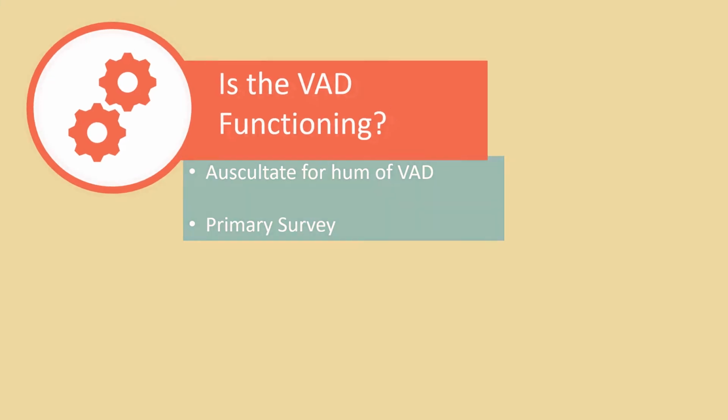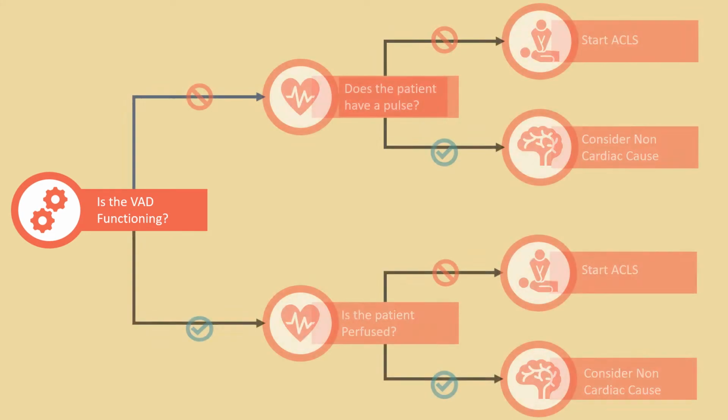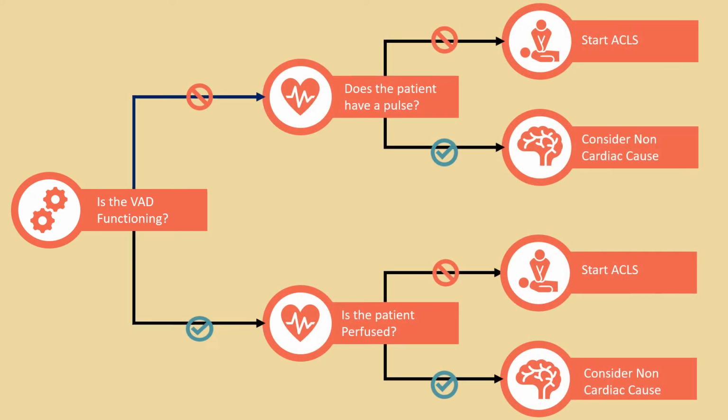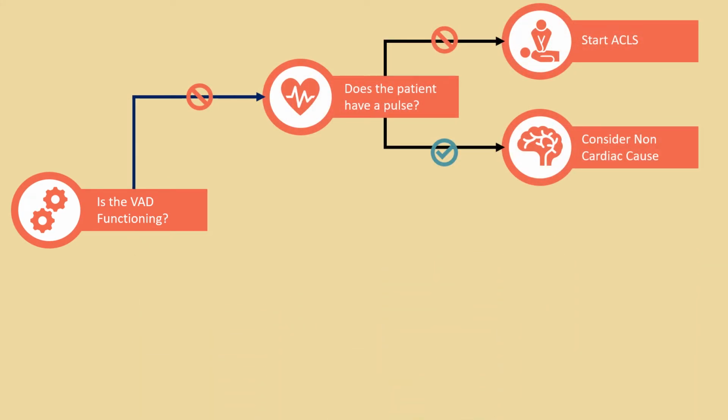So if the VAD isn't functioning, that takes you down the top part of this algorithm. That's why it's really key, because it branches you off into two very different points. And if the VAD isn't working, the malfunction may be the cause, but they could also be unresponsive for other reasons. So it's important to approach this as just a normal patient. And you're going to want to check for a pulse. If they don't have a pulse, then you just go into standard ACLS.